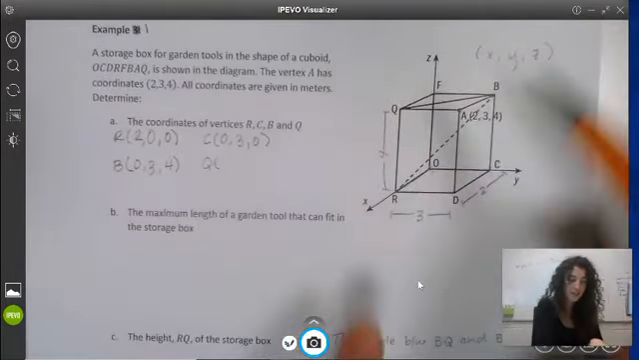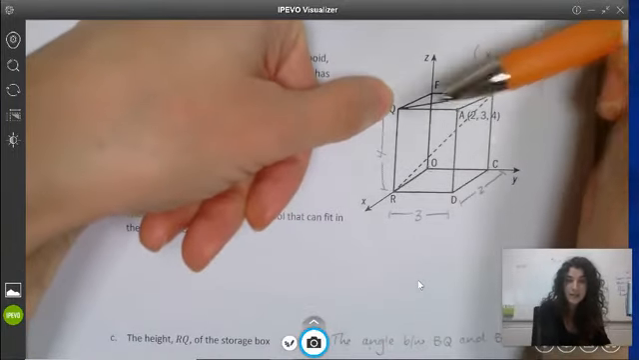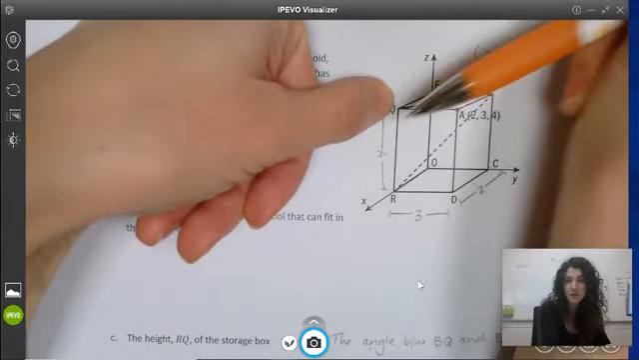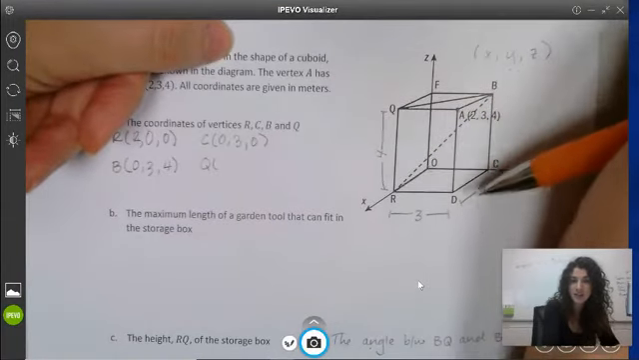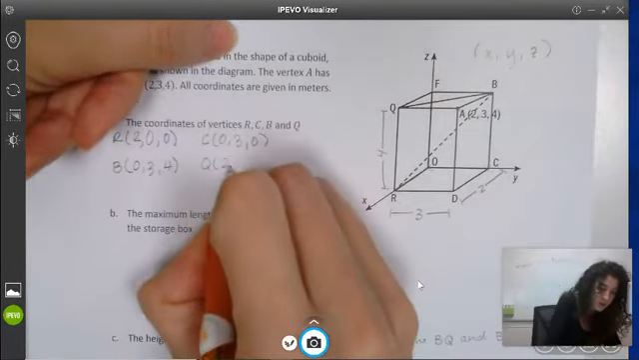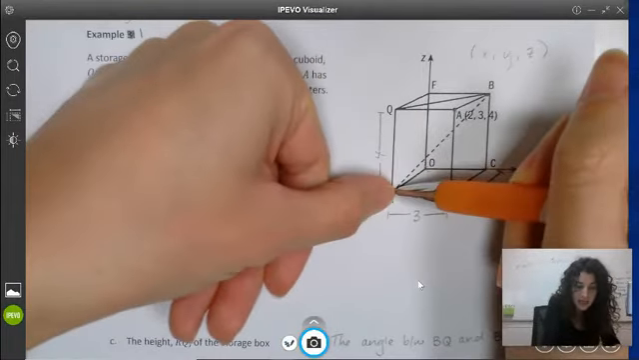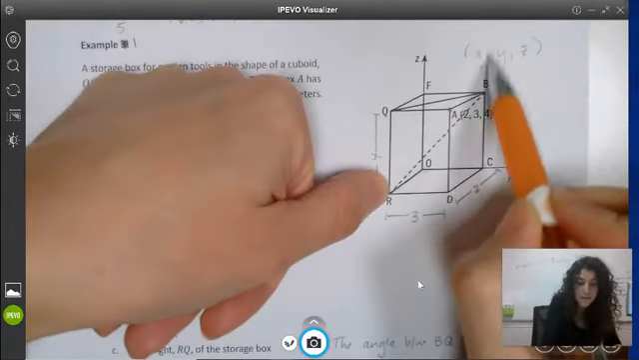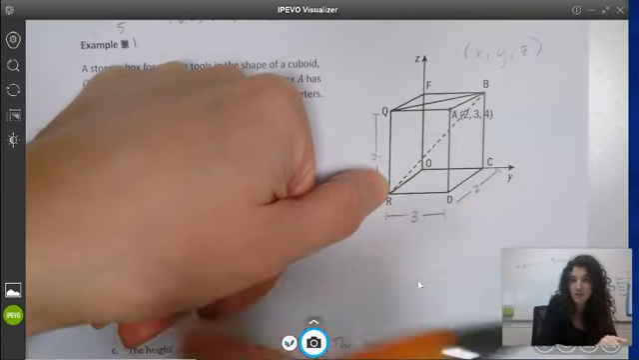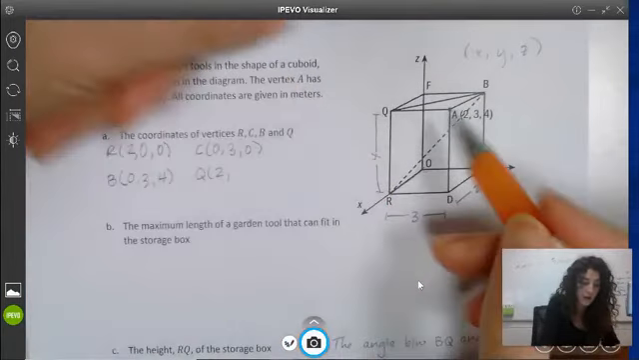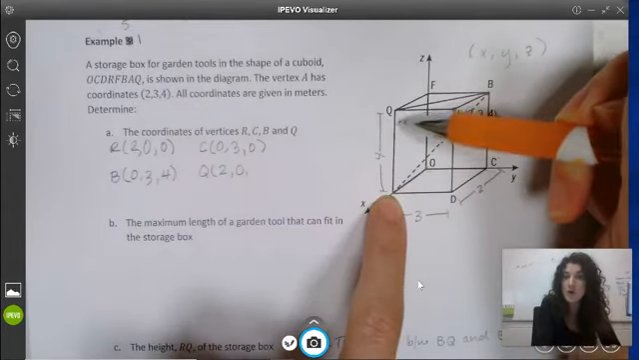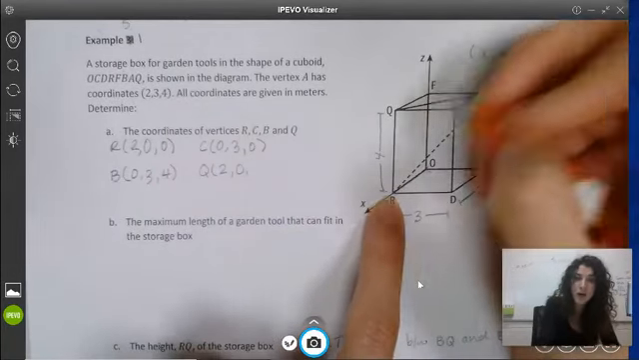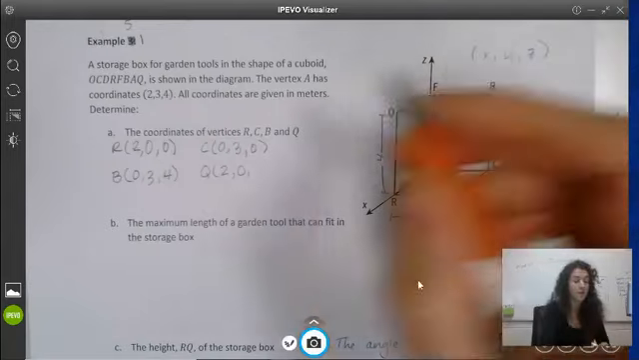Last one, Q. Q is moving out in an x movement, coming out this way. So it moved out in the x direction a distance of 2. Then it did not move at all in the y direction, so we know that our y value is 0. But we do know that we moved in a z direction. We moved up a distance of 4.